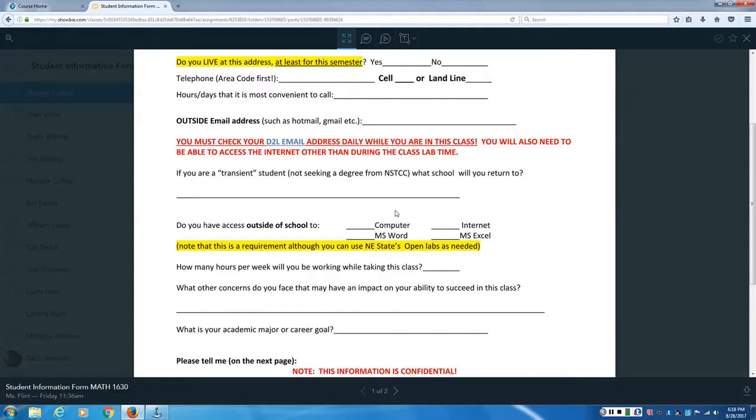You don't have to necessarily tell me this, but if you've got problems as far as having internet access and access to a computer away from school or some kind of electronic access, you want to tell me about that down there. Do you have access to those things?